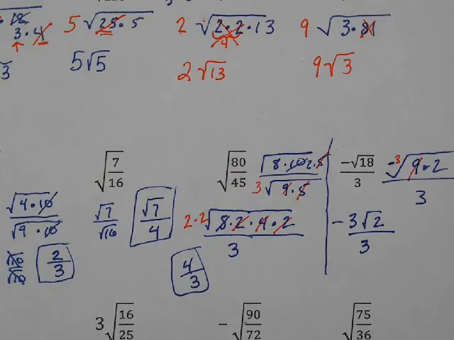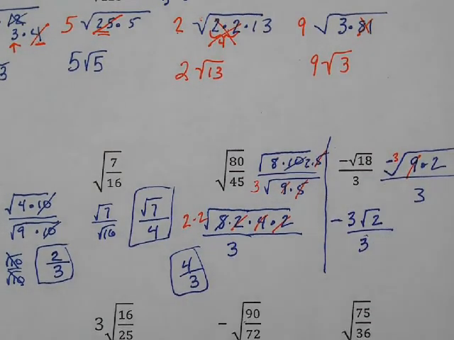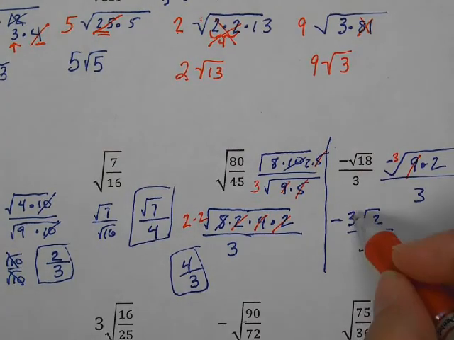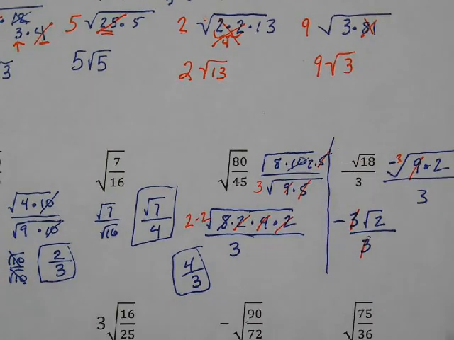But what I notice on this one is I have a 3 outside of the radical on top and a 3 on the bottom. Those are actually going to cancel out, because anytime you have the same number in the numerator and the denominator and you're multiplying, those can be canceled. So my answer would just be negative square root of 2.